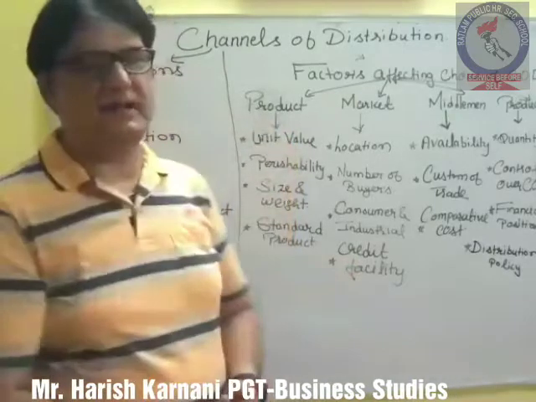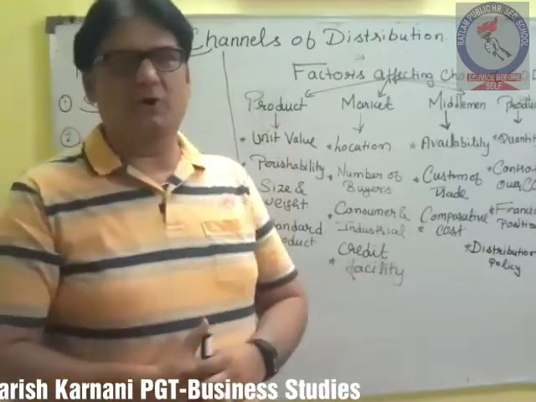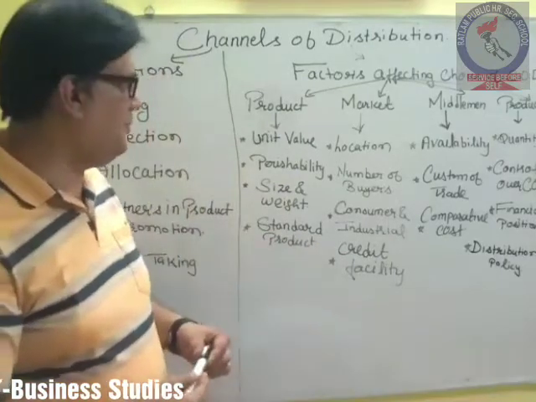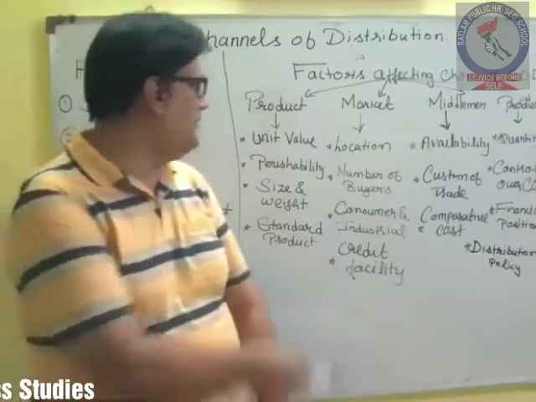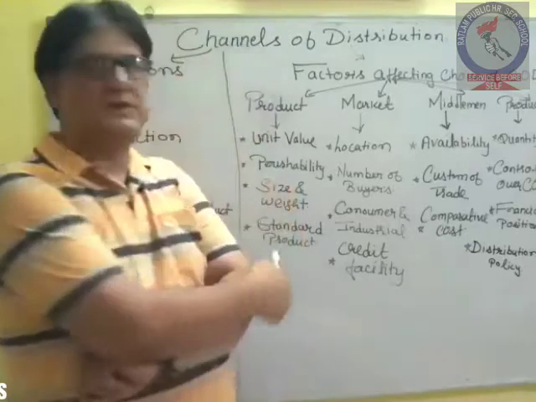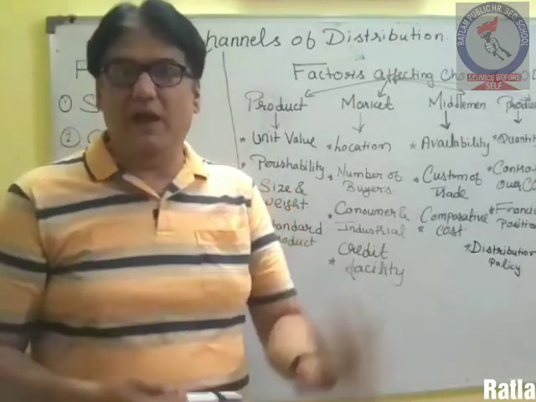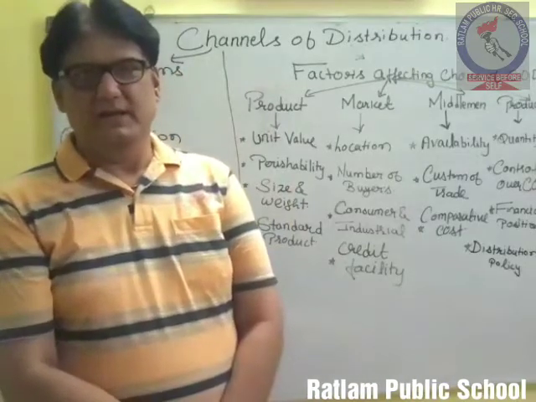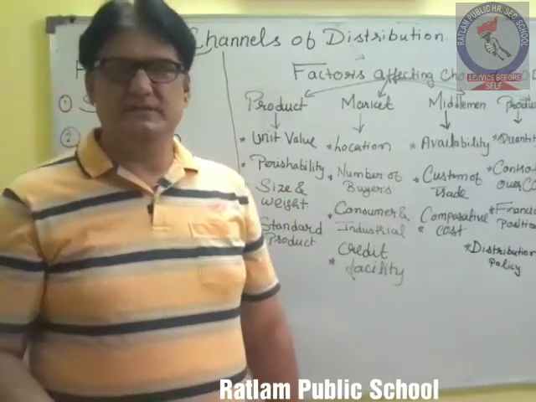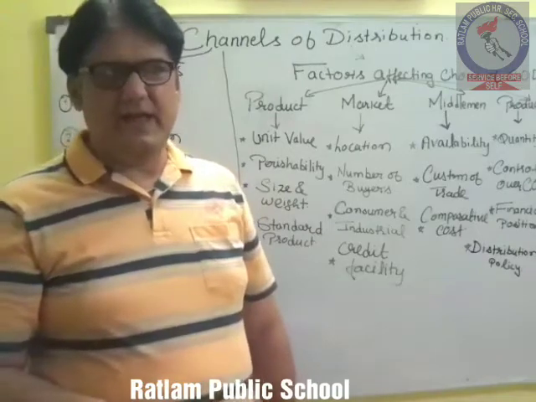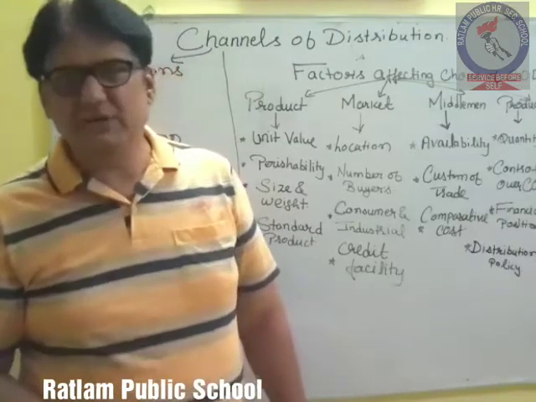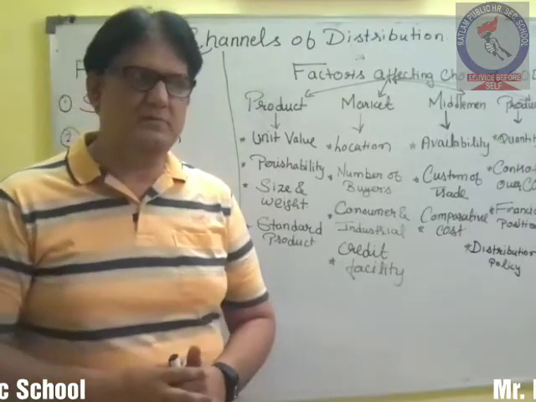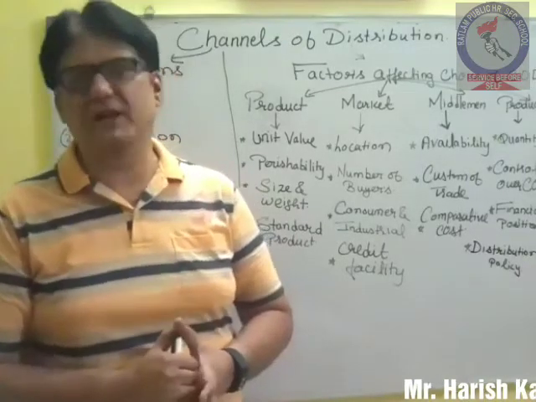Product related factors. We are talking about the product. So what are the product related factors here? The first is unit value, that is, the value of one particular piece of the product. If the unit value is low and the product is not so expensive, then we can think of selling that product through a long channel of distribution.